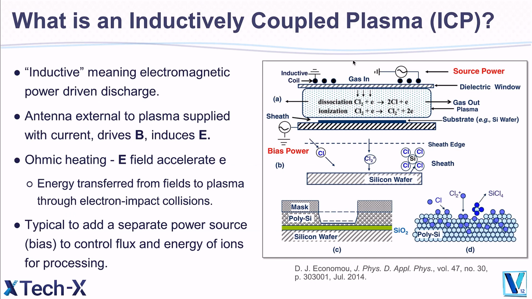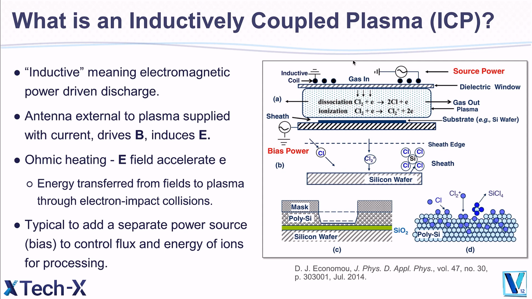Inductively coupled plasmas are a very common plasma source used in many different industries. The inductive in inductively coupled plasma means that power is electromagnetically coupled to drive the discharge. Typically, this features an antenna that's external to the plasma that is supplied with current. It drives the magnetic field and induces an electric field. This electric field accelerates electrons and heats the plasma through what is called ohmic heating. This means that energy is transferred from these fields to the plasma through electron impact collisions.